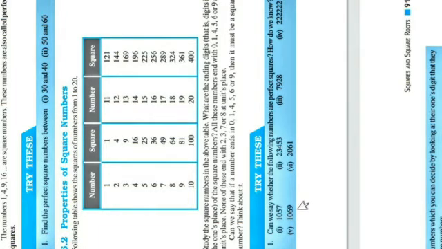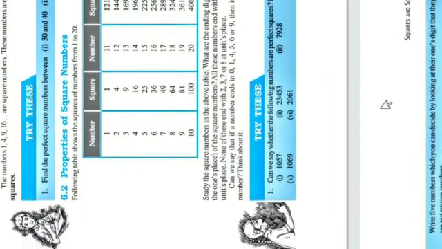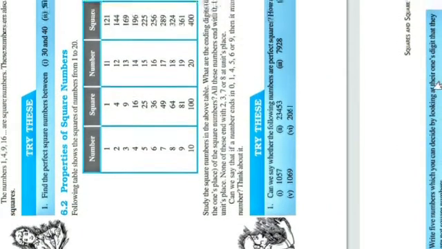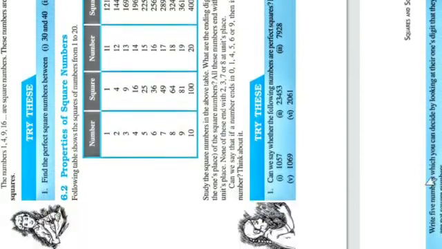This one can be a perfect square number. 2061. So 1 is there, so this can be a perfect square number. Now further, write 5 numbers which you can decide by looking at their ones digit that they are not square numbers. Okay. Write 5 numbers which you cannot decide just by looking at their units digit.